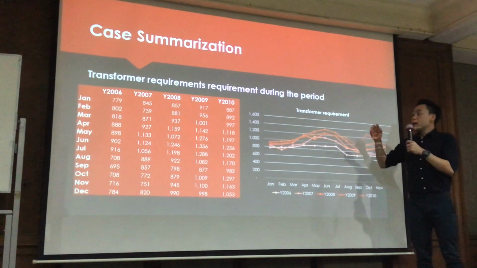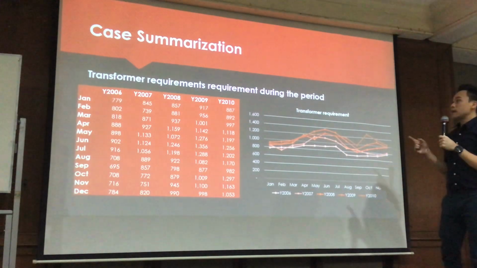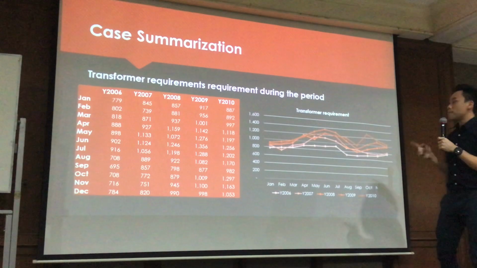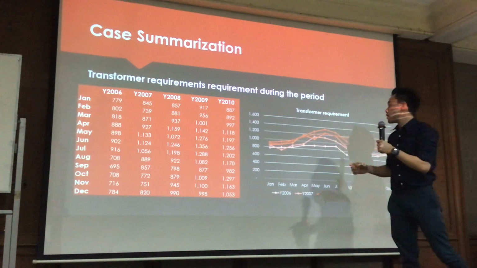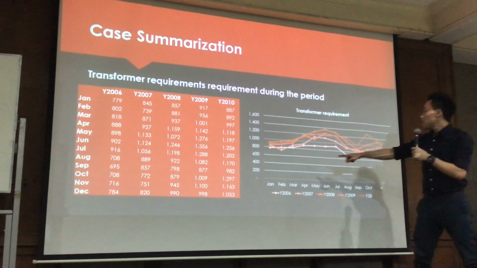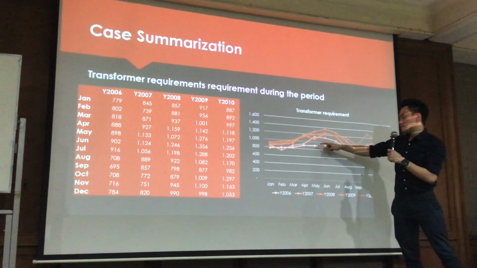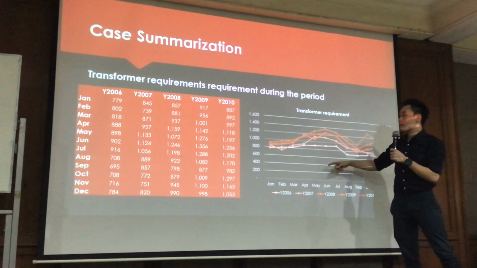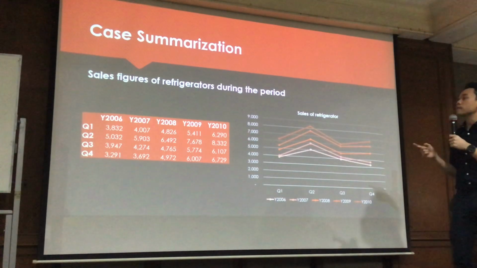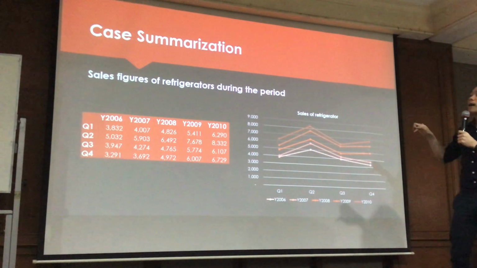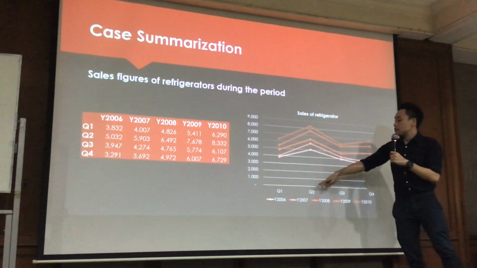And here is the startup data given from the case study. They give the transformer requirement during the period from 2006 until 2010. If you can see, the data looks seasonal, increasing in the second quarter of the year. Another data they give us is the sales figure of refrigerators during the period, given by quarter. From this graph, it's also increasing in the second quarter as well.